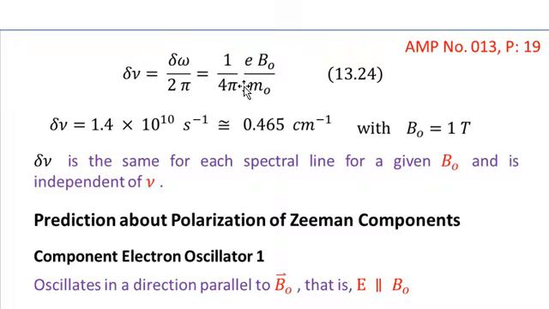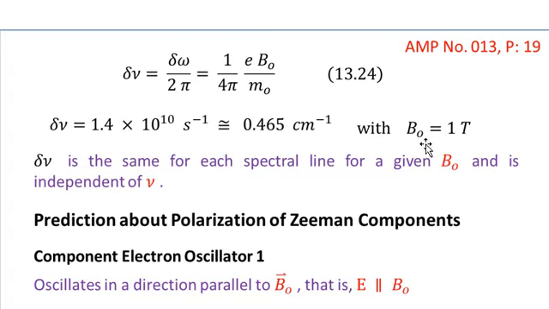And you can also solve this equation for the value of linear frequency delta nu, which is equal to delta omega over 2 pi and is equal to 1 over 4 pi into e B naught over m naught. If you substitute the values of charge, the magnetic field B naught equal to 1 Tesla, and m naught as the mass of the electron, you will find this expression equal to 0.465 centimeter inverse or 1.4 into 10 to the power 10 hertz or second inverse.